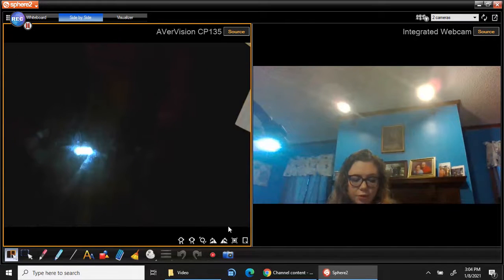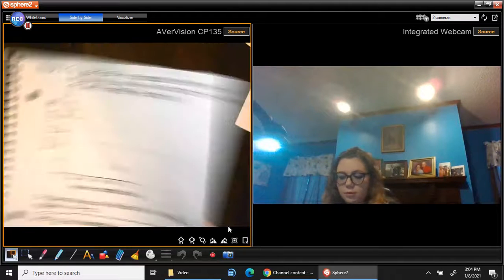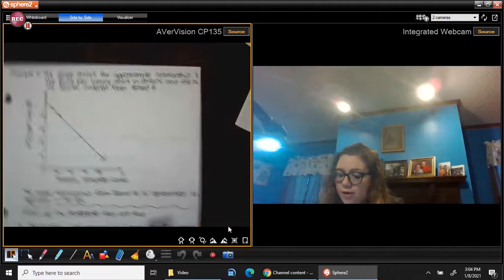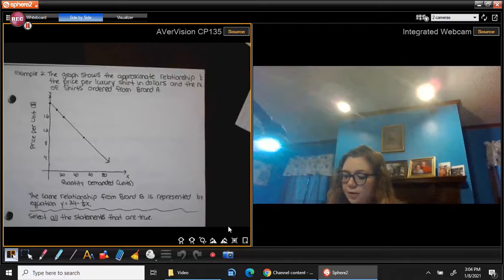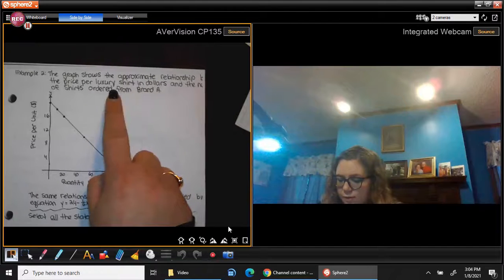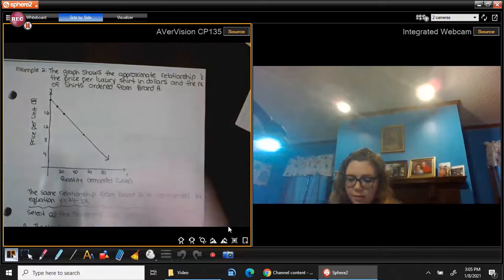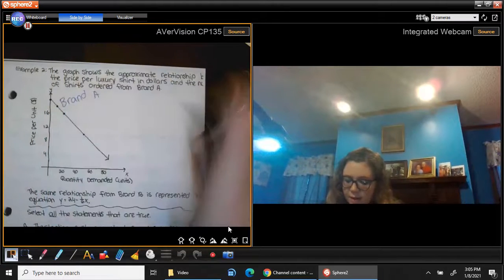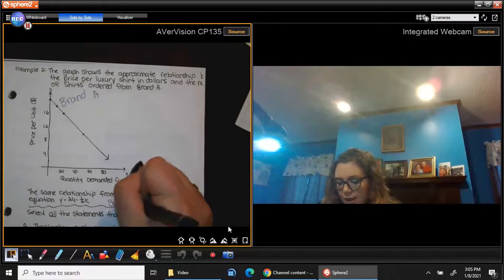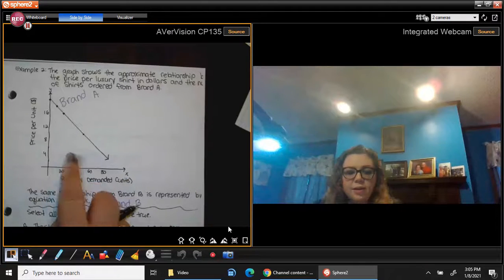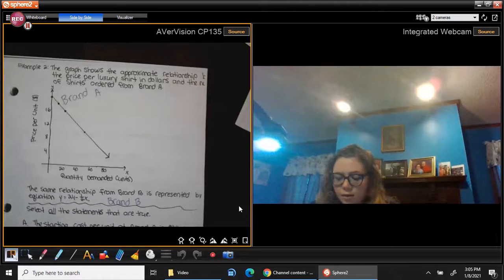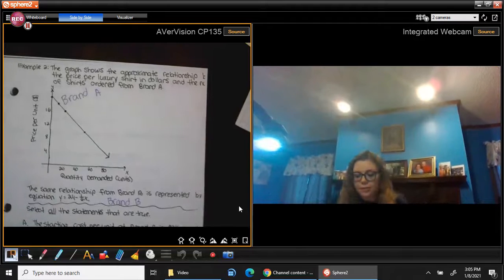So let's do example number 2. The graph shows the approximate relationship between the price per luxury short in dollars and the number of shorts ordered from brand A. So the graph is going to be brand A, and then the equation is brand B. With these, it's easier if we go ahead and find the equation of this line, so that we can compare the two before we even start to answer these.